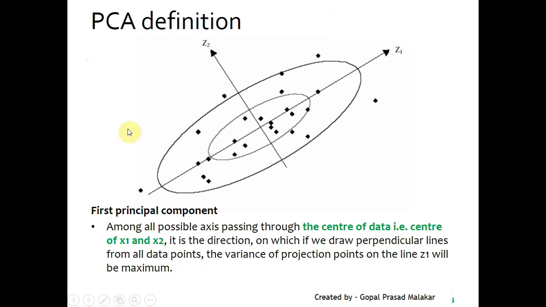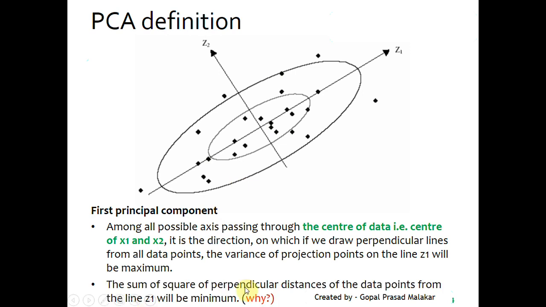So if you think of it, you can put a line like this, like this, like this. It is that particular line where the variance of the projection points is going to be the maximum. This is what you actually did when you found the red dashed line, the direction where the data points had maximum variance. And the sum of squares of perpendicular distances from this line Z1 will be minimum. This is also bound to happen.